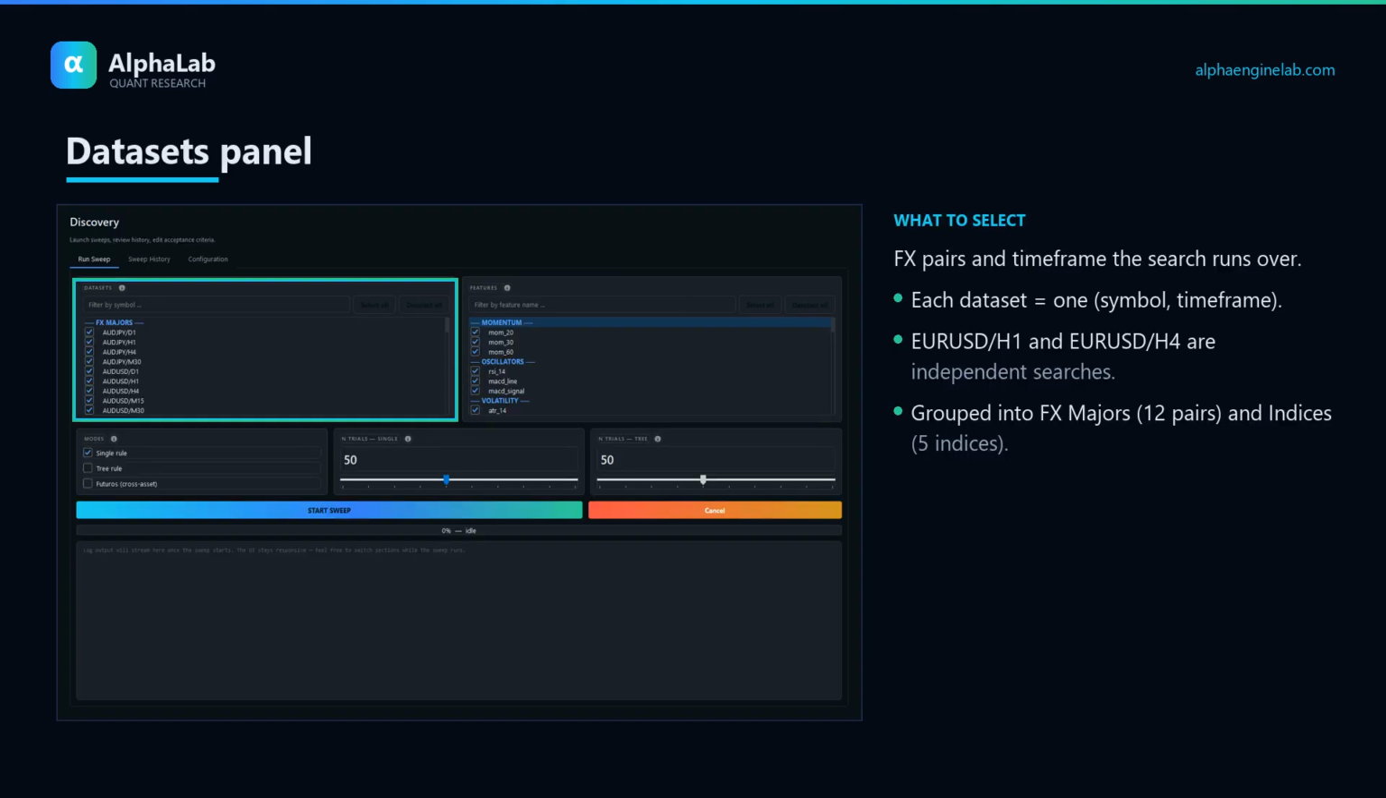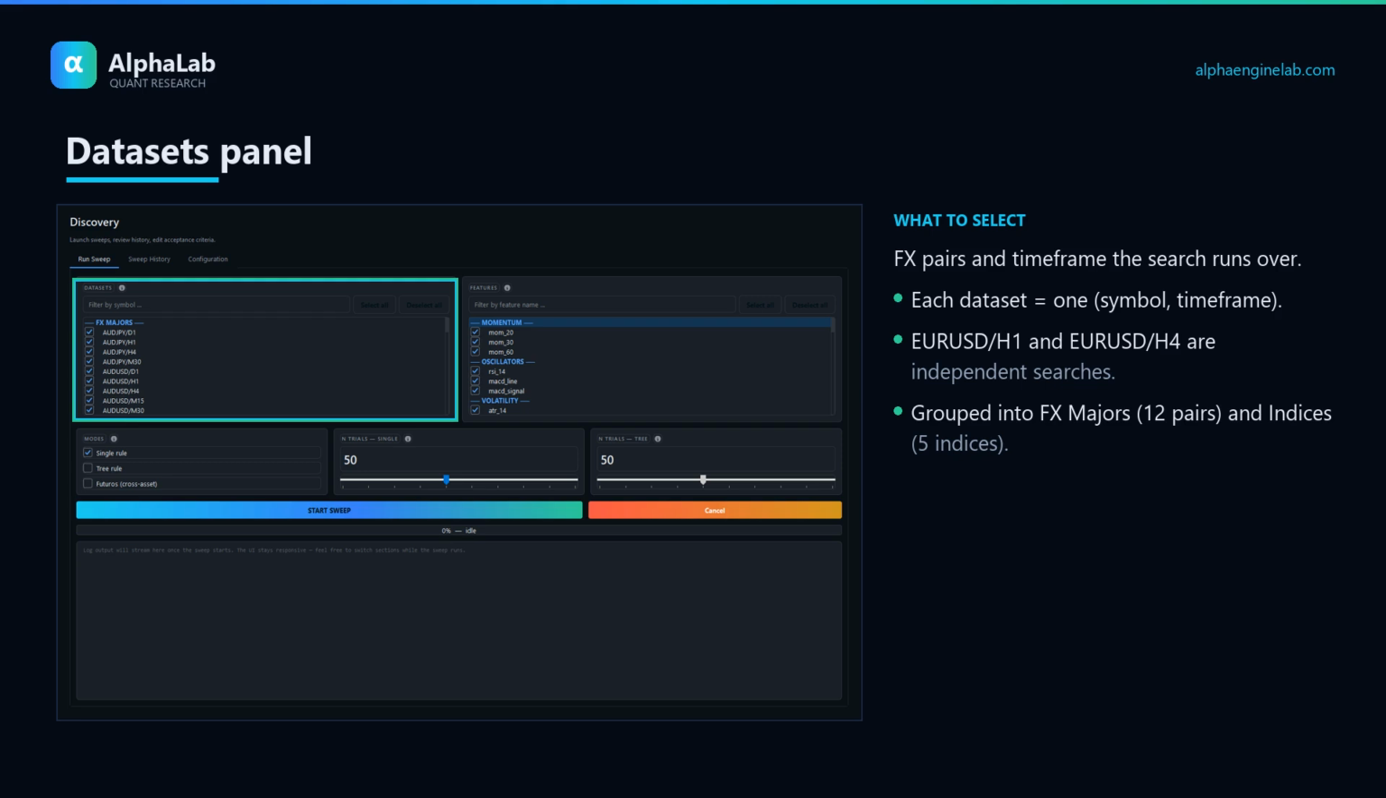The Datasets panel is where you tick what you want to search on. Each row is a symbol and time frame combination. For example, Eurodollar on H1. Tick the checkbox of every dataset you want to include. It's important to understand that each dataset is an independent search. A strategy validated on Eurodollar H1 is not assumed valid on H4. They are separate sweeps.